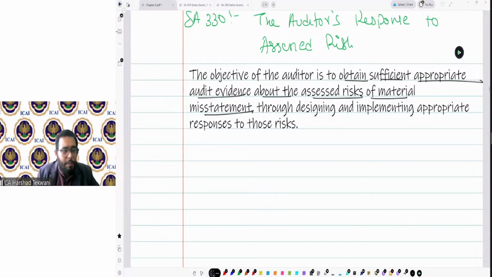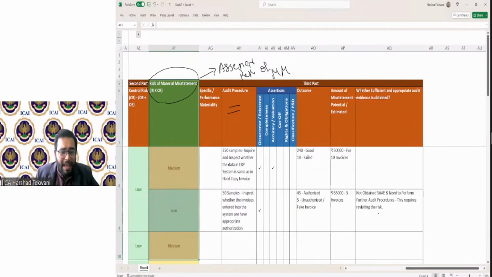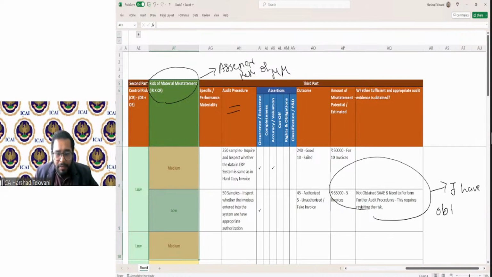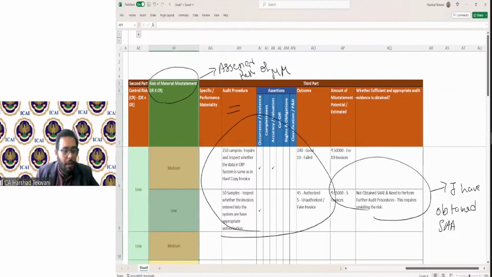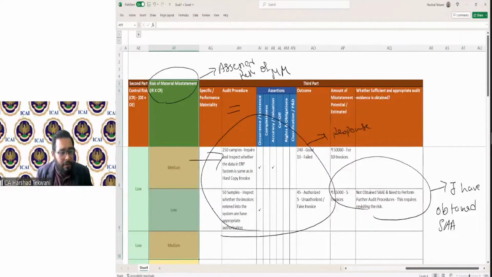We did some audit procedures, and then we identify whether I have obtained sufficient and appropriate audit evidence by designing and implementing an appropriate response to the risk. That is the appropriate response. I have designed the appropriate response in front of each and every risk. That is what the standard requires us to do, and we are doing it. We have done it here.